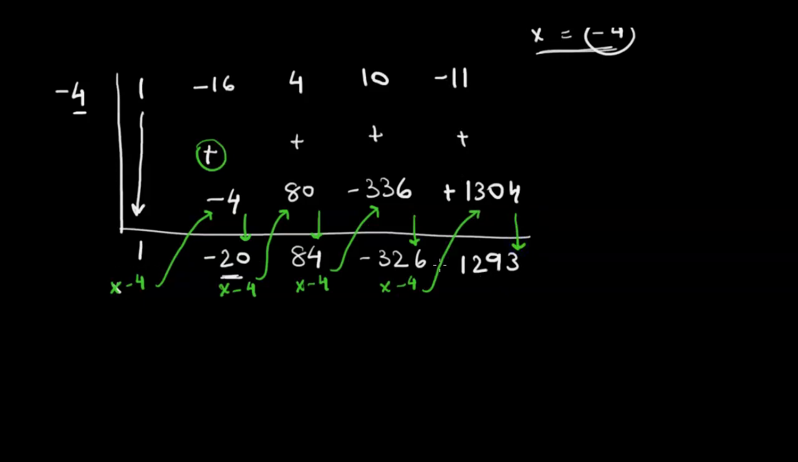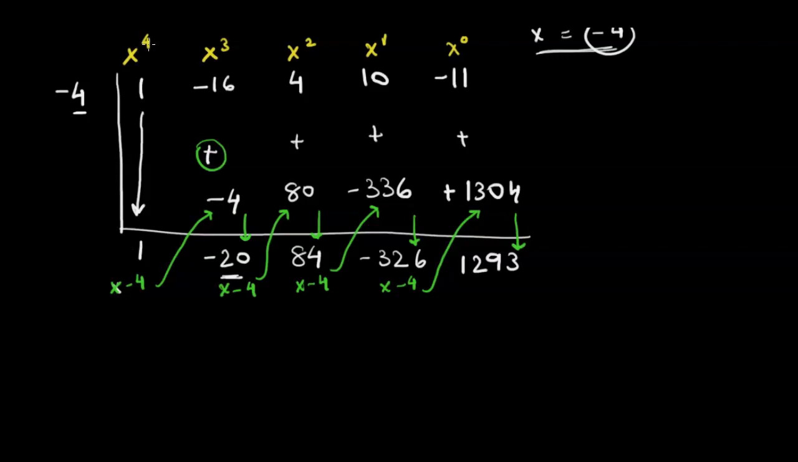Now how do we use these numbers to write down our answer? Because in the question, the maximum power of the variable was x to the power 4. This is the coefficient of x to the power 3. This is the coefficient of x to the power 2. This is the coefficient of x to the power 1. And this is the coefficient of x to the power 0. The result that we get is always one power less than the question power.